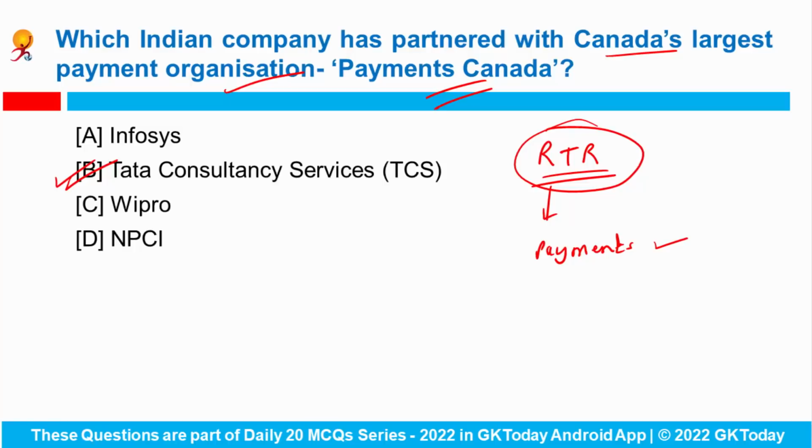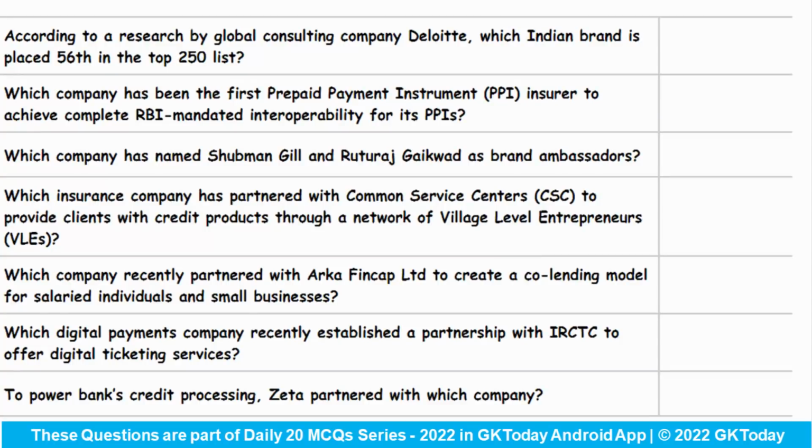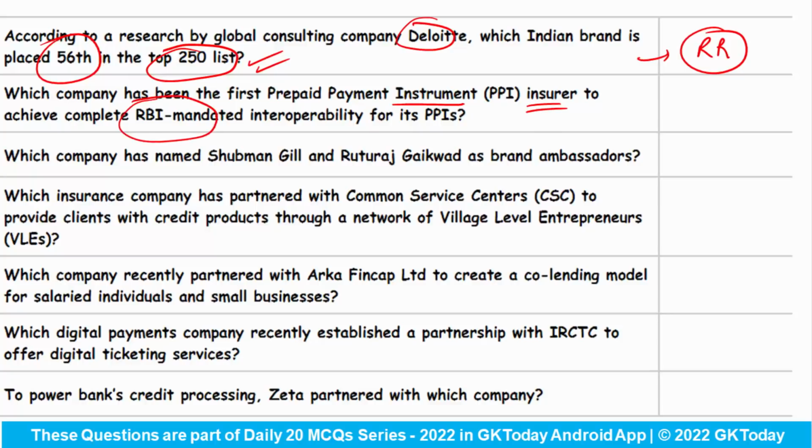Okay. Now let's see some of the important companies that were in news. According to a research by global consulting company Deloitte, which Indian brand is placed 56th in the top 250 list? So in this list, Reliance Retail was at 56th number. Which company has been the first prepaid payment instrument issuer to achieve complete RBI mandated interoperability for its PPIs? So the first such prepaid payment instrument issuer is Life Quick.